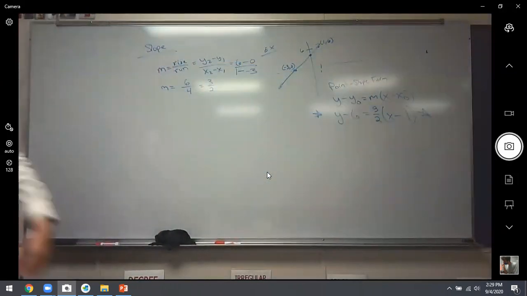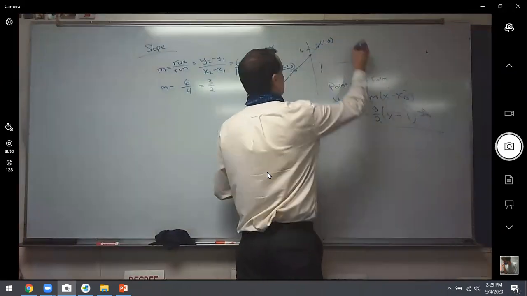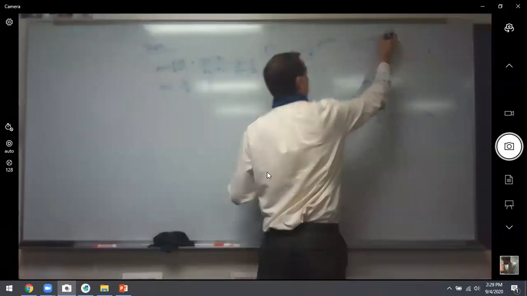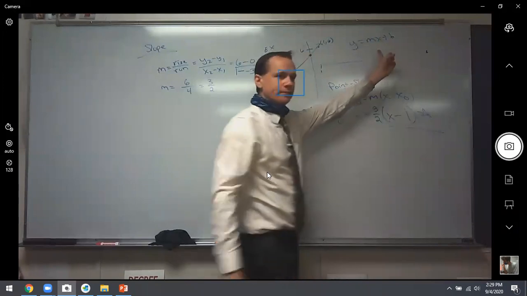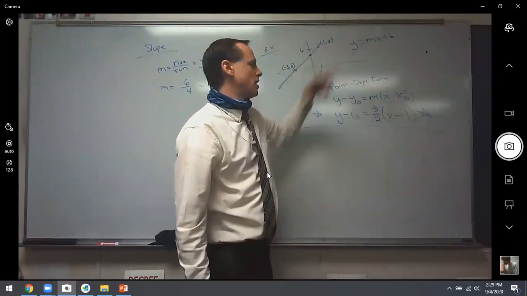I bet you are not used to writing that, though. You usually probably like the other one. What's the other one called? Not point slope, but slope intercept. You can turn this into slope intercept. What's slope intercept look like? It's just y by itself, right? Mx plus b. There is a way to make this thing look like that.